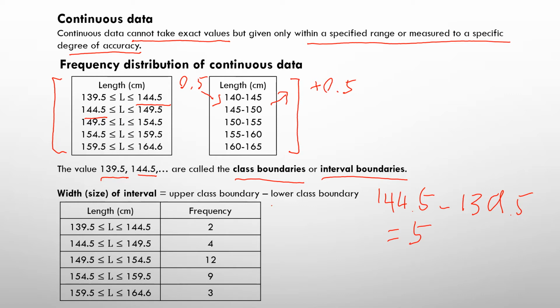So here is the table. Normally the exam will come out with this kind of table. And what I mean by you cannot take exact value is that you can see the first class, 139.5 until 144.5, the frequency is 2. You cannot get the exact value. You don't know what the 2 numbers are. Maybe it can be 140.1, maybe 140.3. So we don't know. We cannot get the exact value.